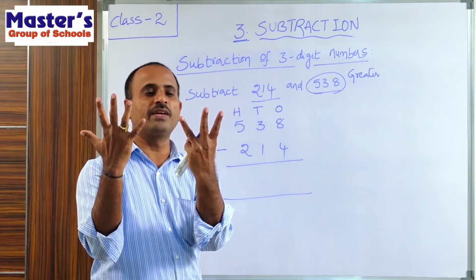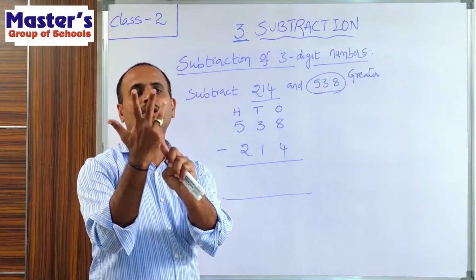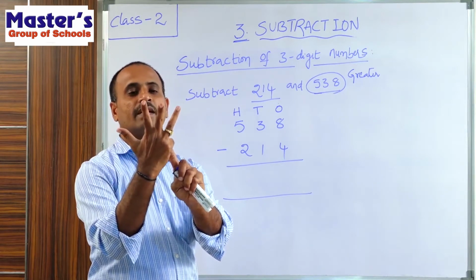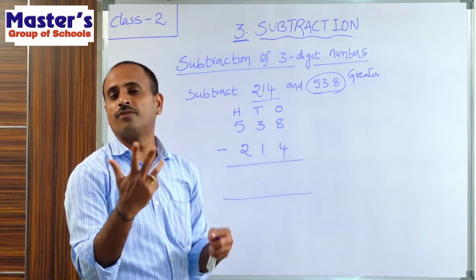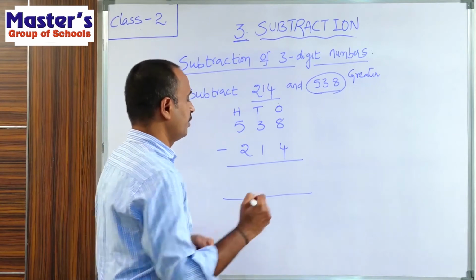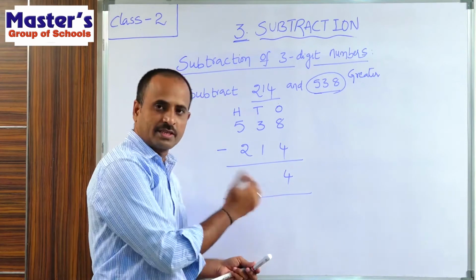So close the 4 fingers: 1, 2, 3 and 4. How many fingers are left? 1, 2, 3, 4. So 4 fingers are left. So write 4 under the ones place. So the ones place is completed.